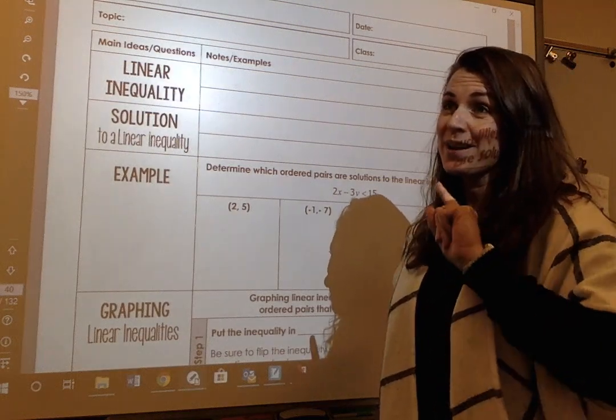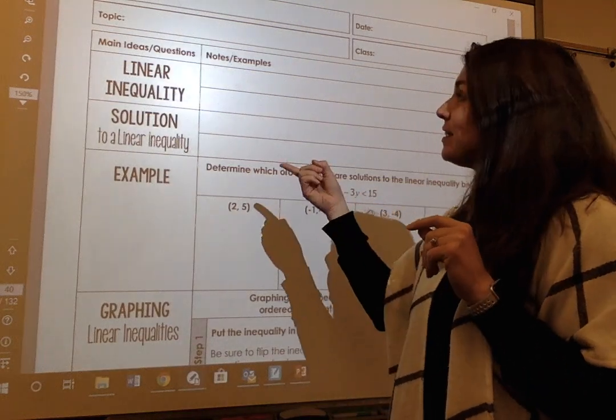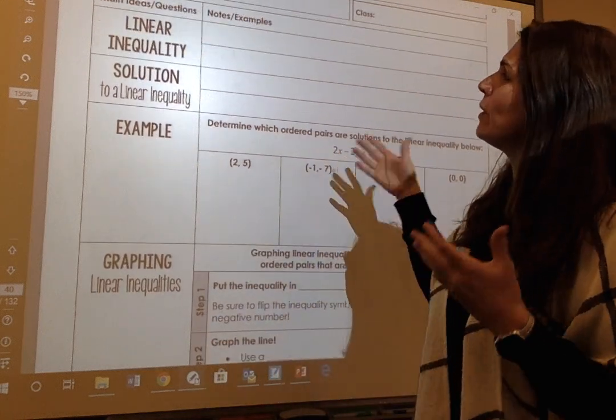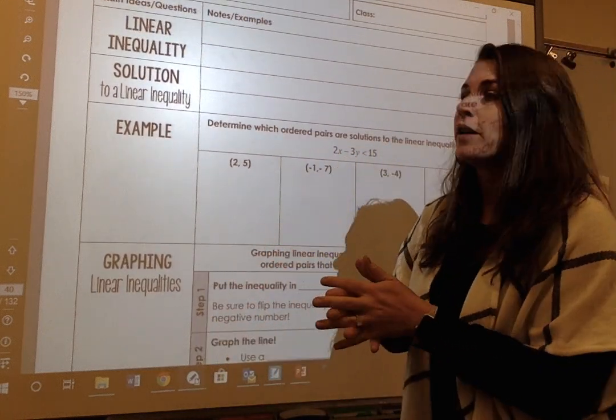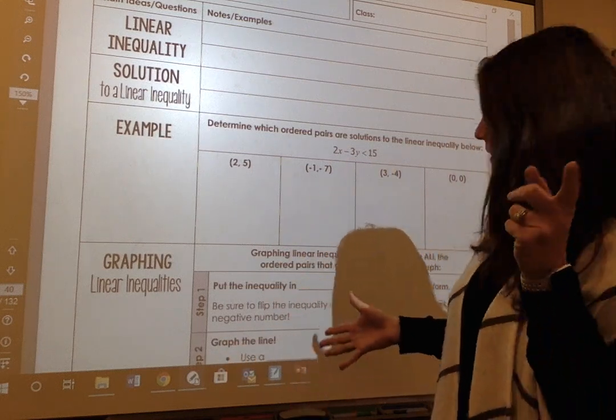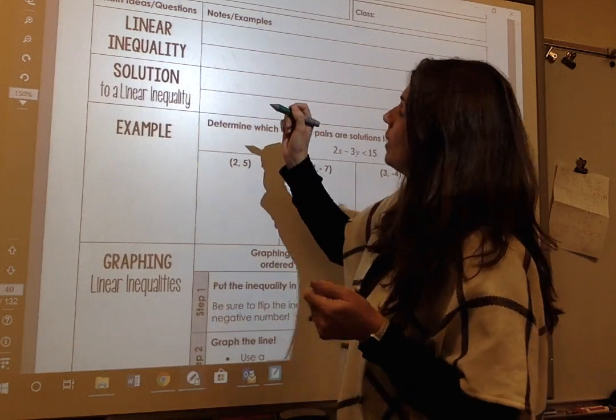Almost ready to finish the unit. So this is the section on linear inequalities. The first thing we need to know is what is a linear inequality. It is similar to an equation, but it uses an inequality symbol.